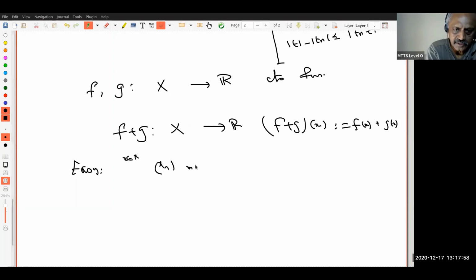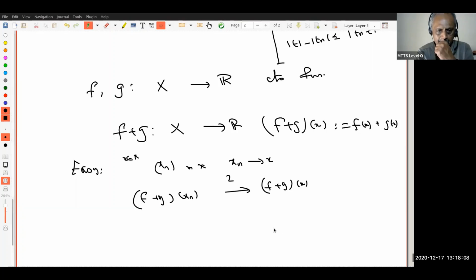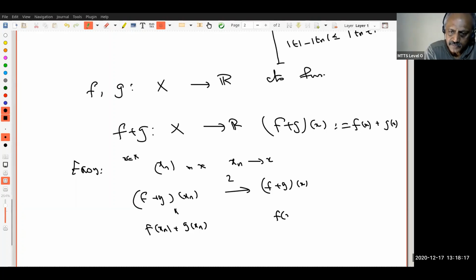Given a sequence xn in X with the property that xn converges to x. What am I supposed to prove? That (f plus g) at xn converges to (f plus g) at x. But what is (f plus g) at xn by definition? It is f of xn plus g of xn. And what is this? By definition, f of x plus g of x.